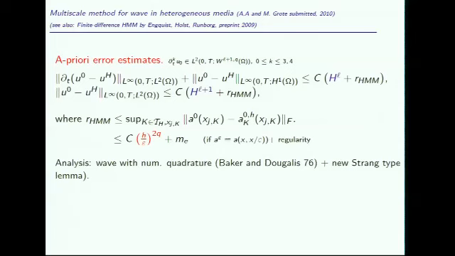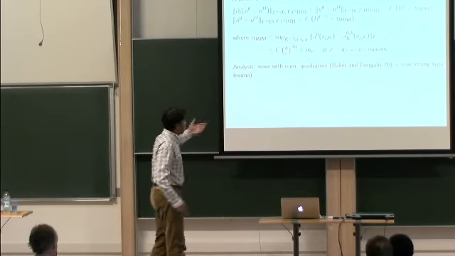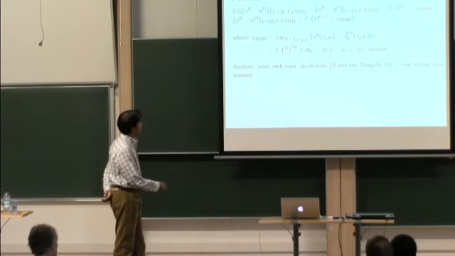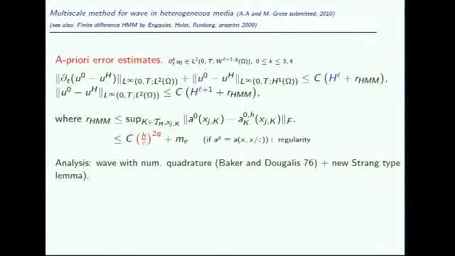So how does the a priori estimate go? We have here results in the L infinity L2 norm and the L infinity H1 norm. So again, for the analysis, we can use results on the wave equation with numerical quadrature, by Baker and Dougalis, 76. And then a Strang-type lemma. Here we have to see that the errors that we make in the microscopic scale are propagated in the right way through the scheme. And it turns out that one can obtain this result, H to the l plus 1 plus r_HMM, which has exactly the same structure as before.